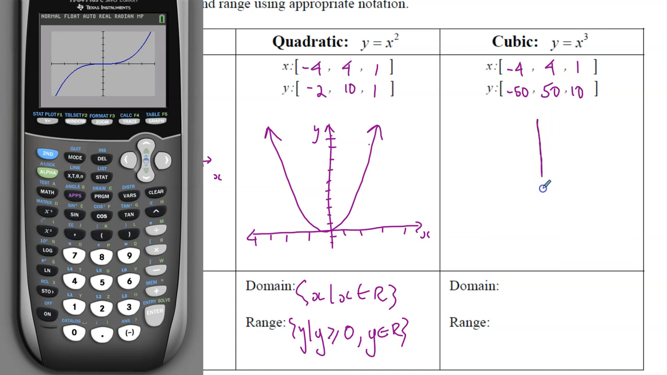Okay. So I'm going to sketch that. There's my x. There's my y. Oh, you know what? It can't hurt to label these guys. Pretend I labeled this.